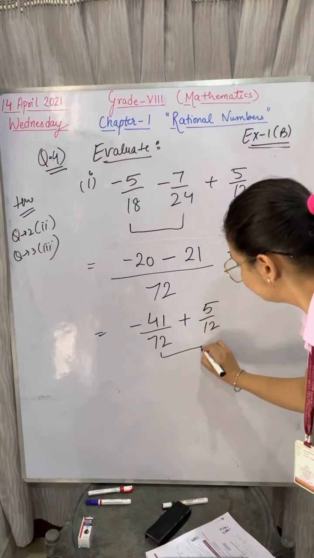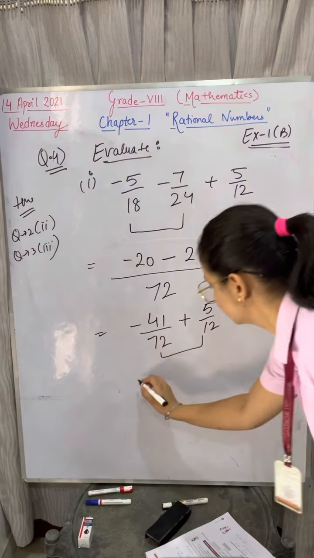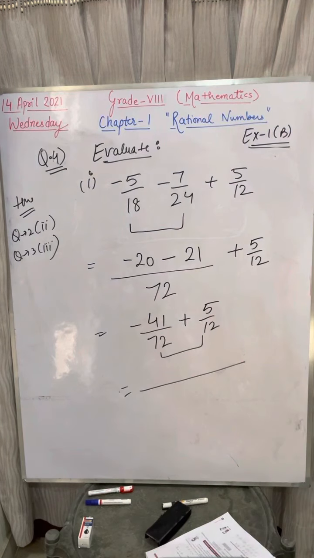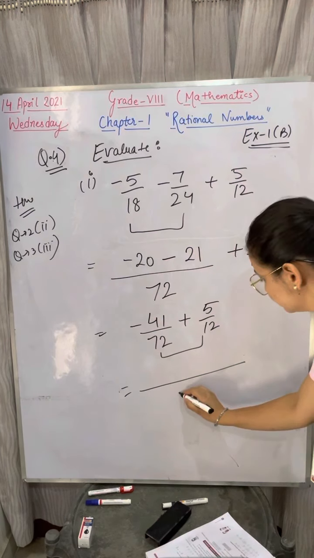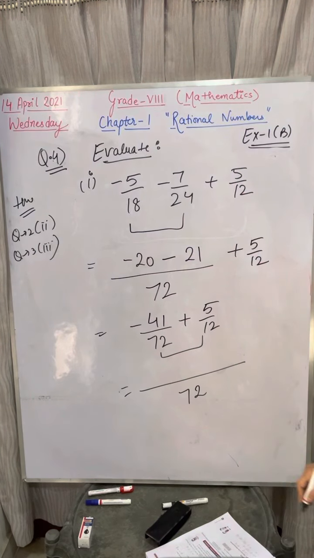Now take out the LCM of these two. Okay, LCM of 12 and 72. How much? Quickly take out. LCM of 12 and 72 is how much? No, Shraddha. That is 72. Okay. Take out everyone. You know how to take out the LCM? Sure? Okay.